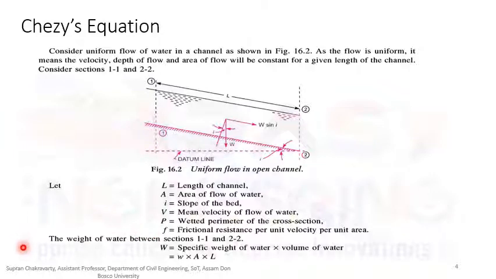So what they have done is first find out the weight of water between section 1 and 2. That means the weight the water is having in this particular section. So this is the specific weight of water into the volume of water, which is the specific weight of water, meaning the unit weight of water, small w, into area into length. Area into length will give us the volume of water.